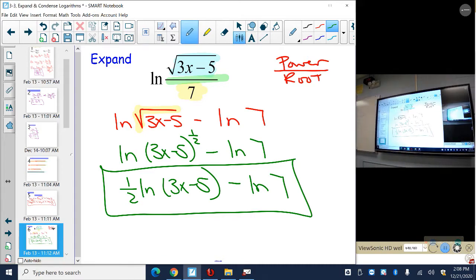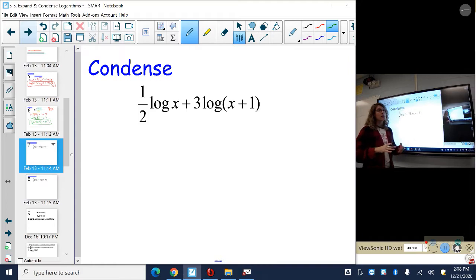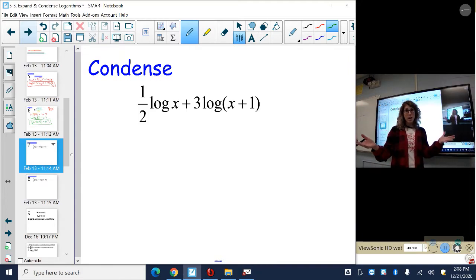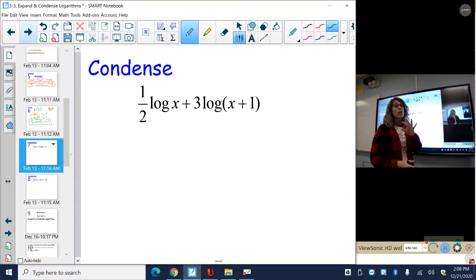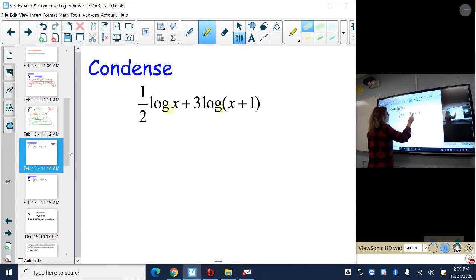That is expanding. Okay? So we've taught expanding, so now we're going to do the opposite, which is going to be condensing. Condensing means I'm giving you a whole bunch of logarithms, and I want you to write it as one logarithm as much as you possibly can. In order for that to happen, your log bases must be exactly the same. So I'm going to look at my log bases, and they're log, and there's no base there. Remember I said if there's not a base, then the base is actually 10.